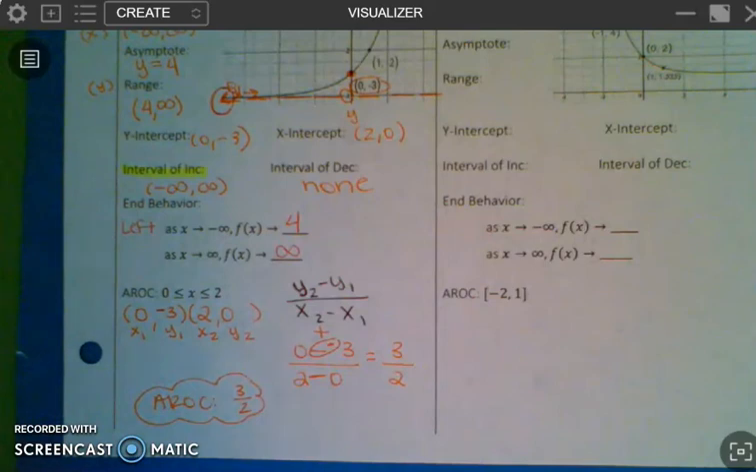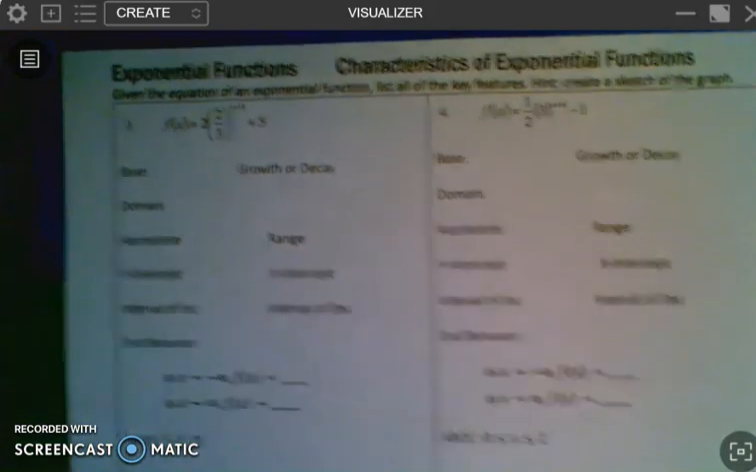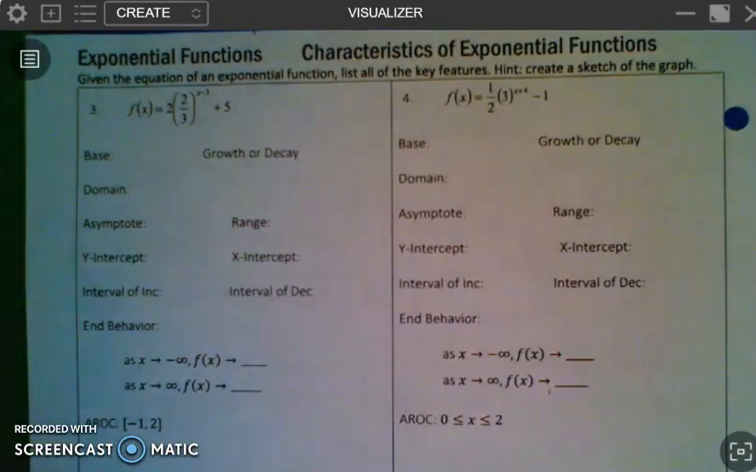Okay, we have one more problem on the back. Go ahead and switch to the next video for the back problem. You need this for your homework, so make sure you're watching both videos.